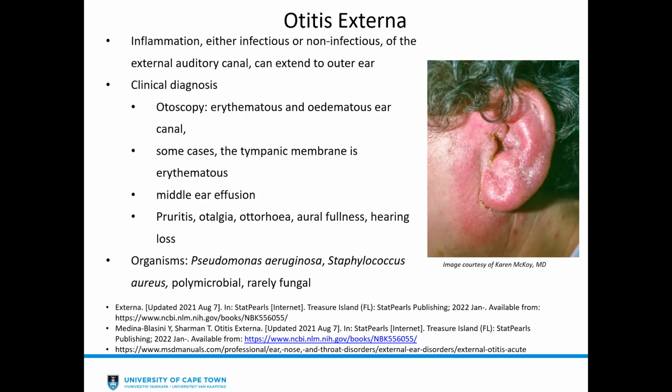Pruritus and ear pain is usually worse when you manipulate the tragus and the pinna, or manipulate both. And often, if it's not involving the outer ear, the ear pain is disproportionate to the physical examination. And this is due to the irritation of the periosteum just underneath the thin dermal layer of the bony ear canal. It can also present with otorrhea, aural fullness, and hearing loss.